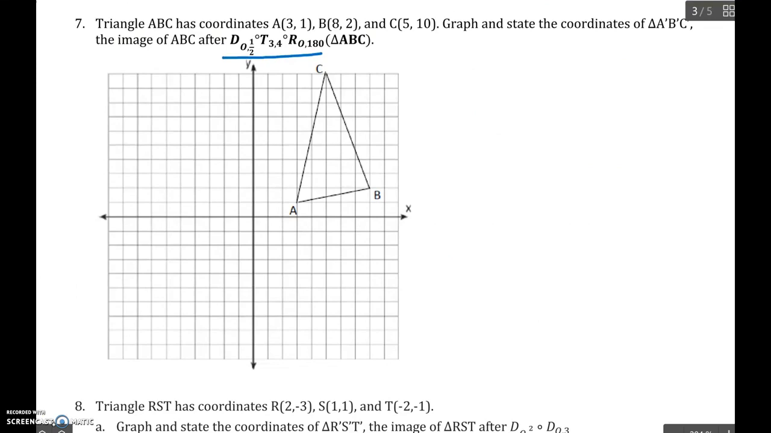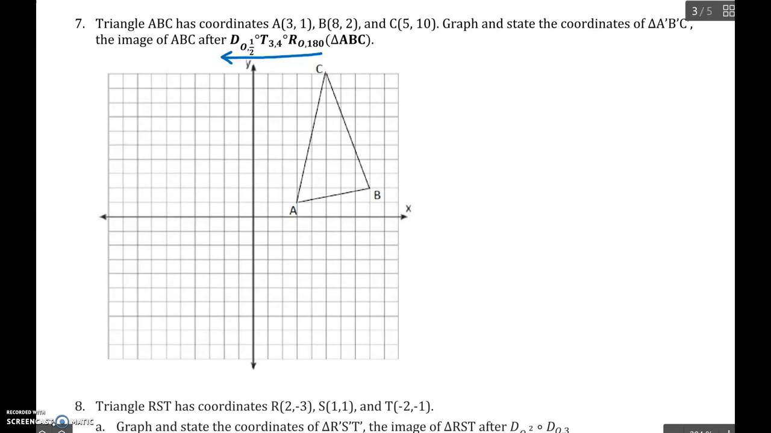Notice that we have a composition, meaning it has the little circles, which mean after, and remember how we always do those right to left. This is a combination of rigid motions, like translation and rotation, along with our dilation. This is what we call a similarity transformation. So we're going to do all 3 parts to it.